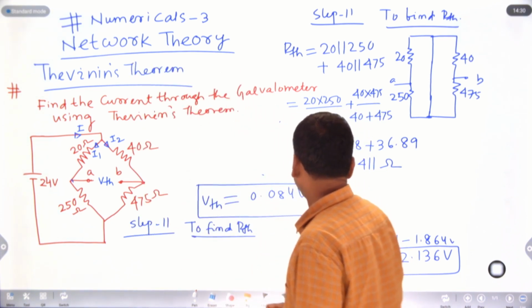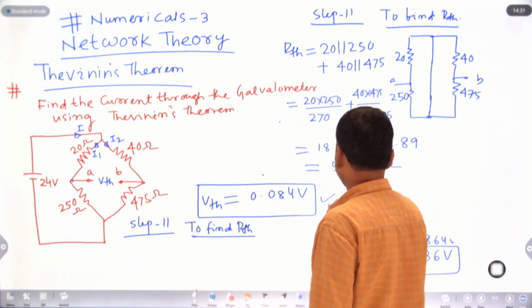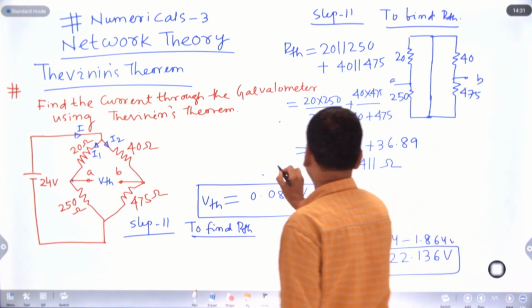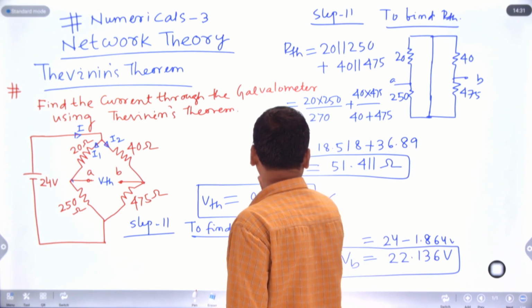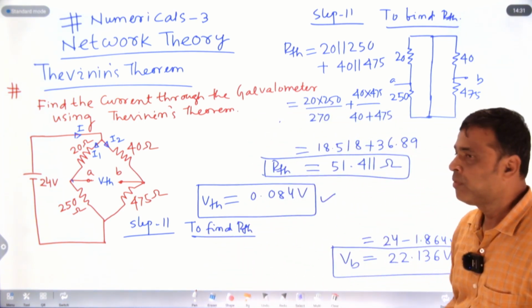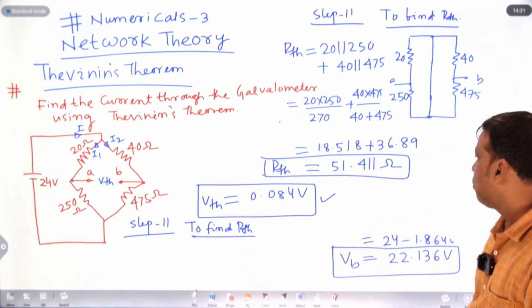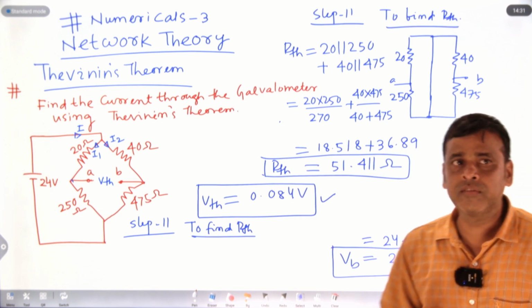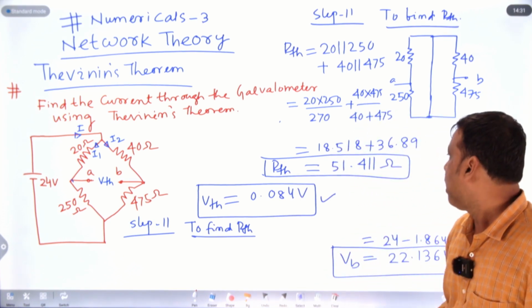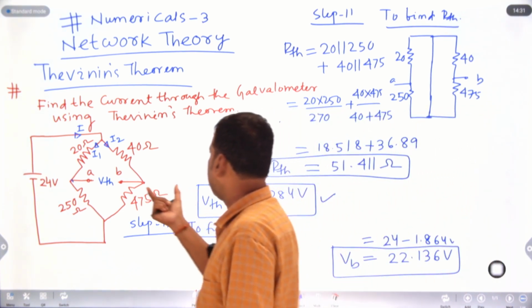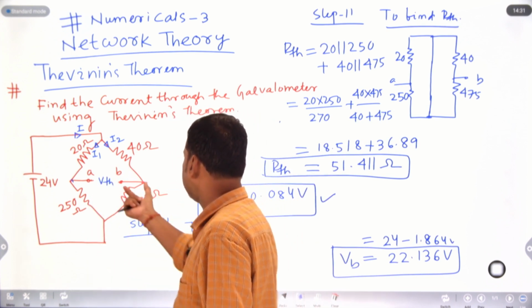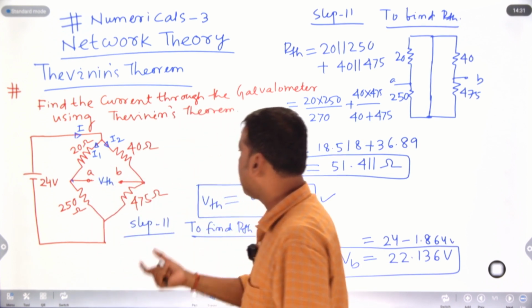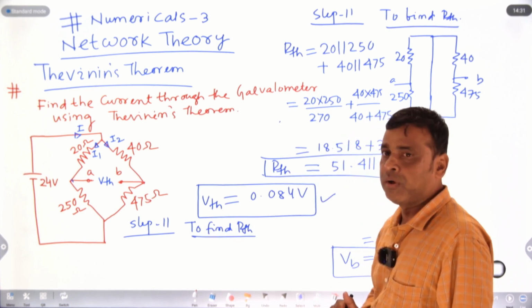So already we got VTH, and this is RTH. The RTH value is 51.411 ohm. Then in step 3, we have to draw Thevenin's equivalent circuit, that is VTH in series with RTH, and again we connect the load resistance here. Here the load resistance is the galvanometer having internal resistance 11.11.